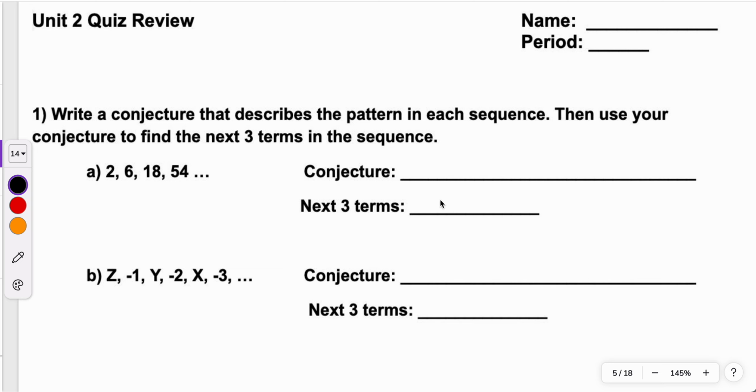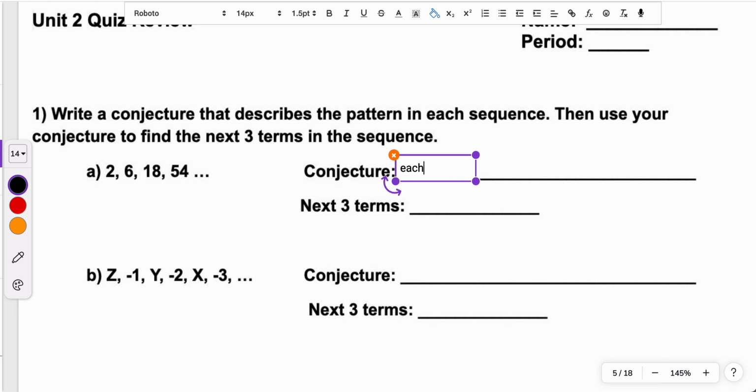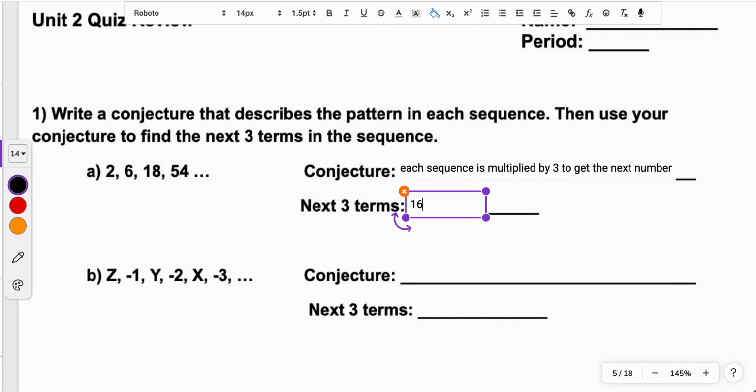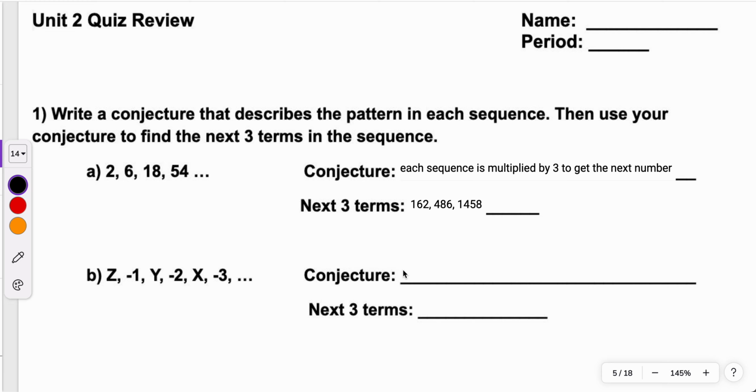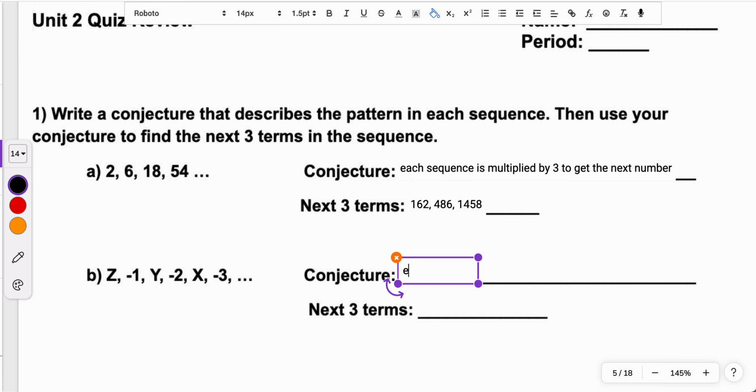Number 1, write a conjecture that describes the pattern in each sequence, and use your conjecture to find the next three terms. So the conjecture we can say here is each number is multiplied by 3 to get the next number. So the next three terms: 162 times 3 gives 486, then times 3 we get 1458.